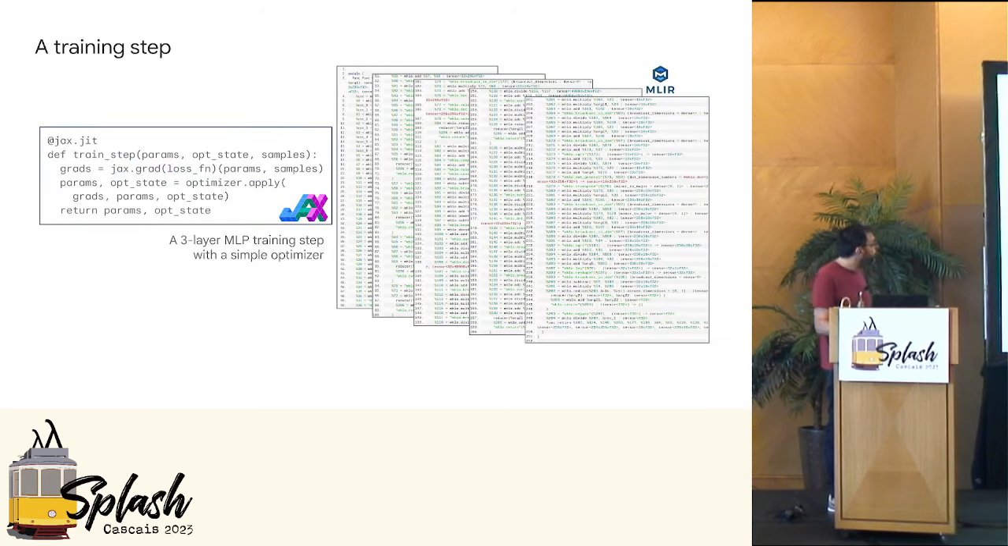And a full training step, well, it's really a jitted step that includes the gradients and the optimizer state, and you get these kind of really verbose programs that include matrix multiplications, but also a lot of random number generation for some layers, or also vector ops for optimizers and whatnot.